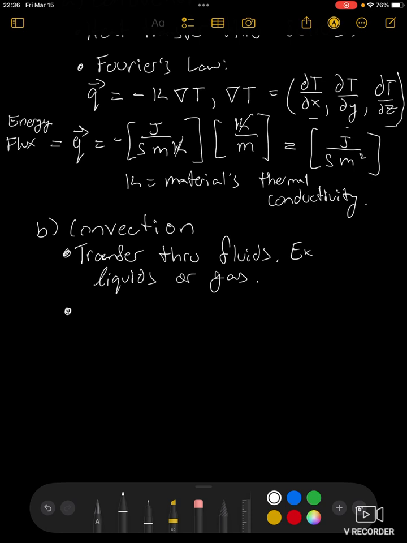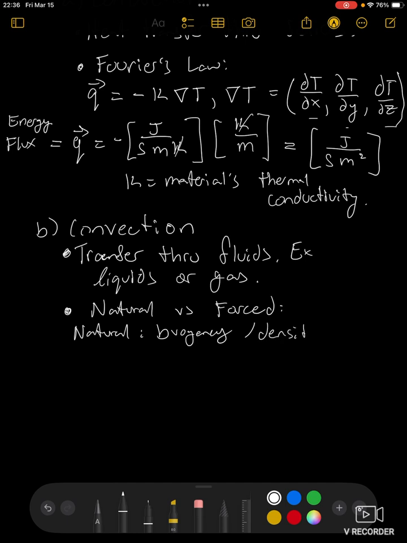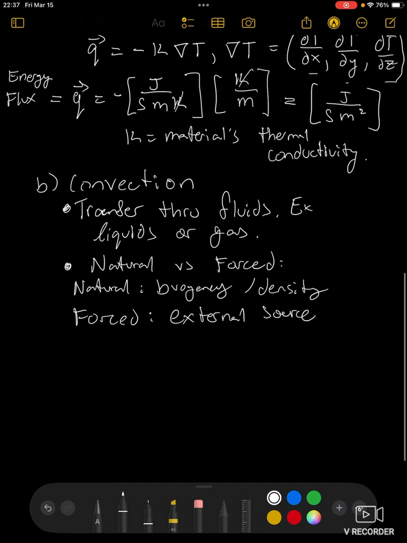Now, there are two main types of convection. There is natural versus forced convection. Natural is due to buoyancy or density. So essentially, things that are lighter go further up, and things that are more dense or heavier go further down. Essentially, lighter things rise, denser things sink. That is a natural form of convection. We see this in the atmosphere in many different ways. And then forced is through an external force or an external source forcing convection.